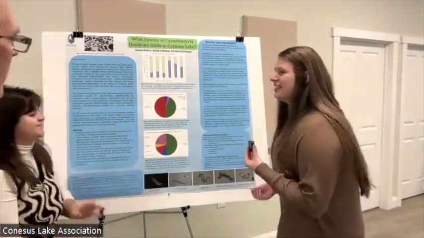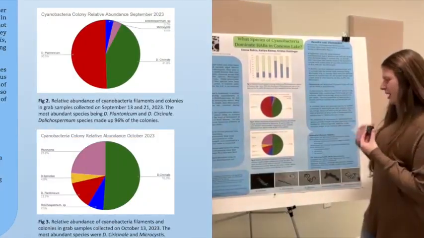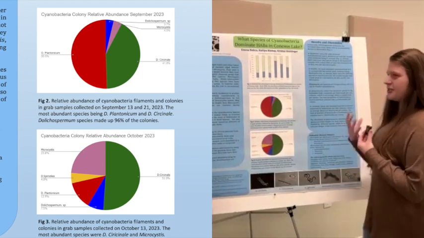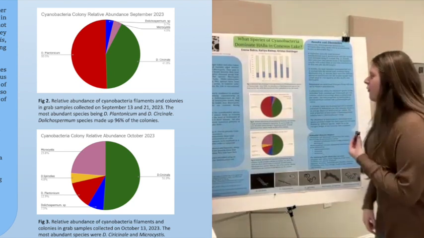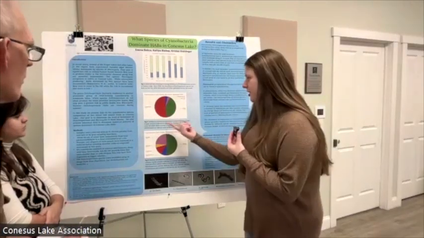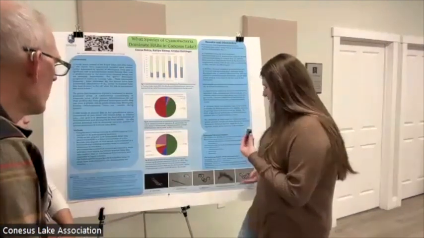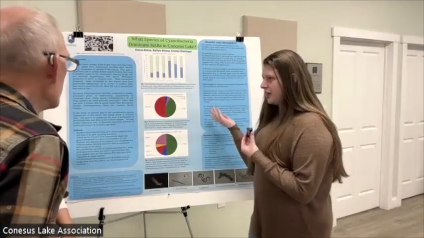Okay. So we gathered our samples from September and October, and looked at what cyanobacteria was in there, what species was more dominant, and what the Microcystis count was like. For September 2023, we can see that Planktonicum was the most abundant at 50.5% compared to all the species that we looked at, with Microcystis only being at a little 4%.